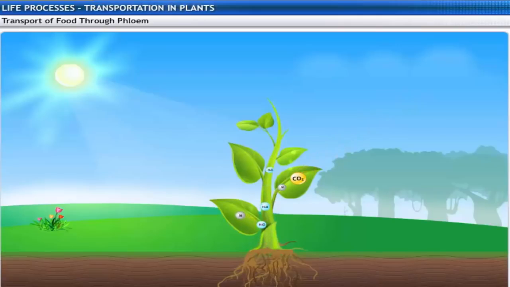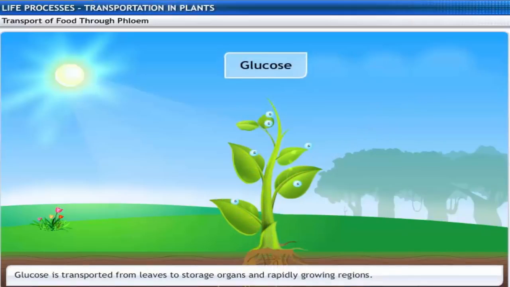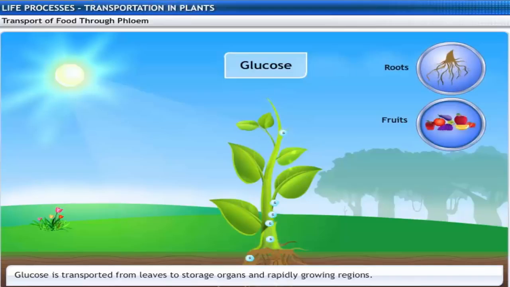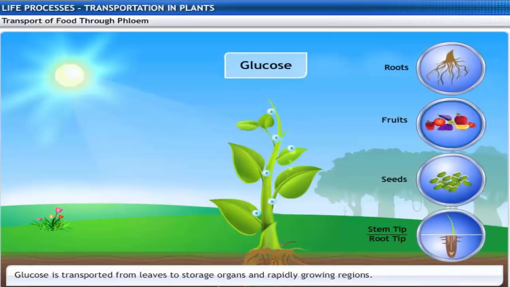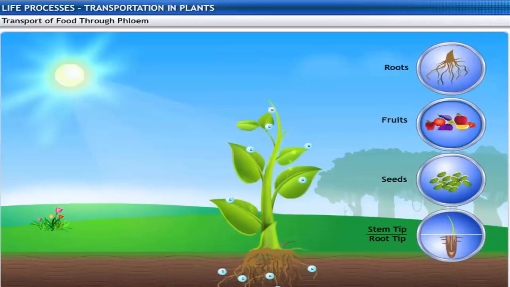Wondering what happens to the carbon dioxide, water and minerals once they reach the leaves? They are used during photosynthesis to prepare glucose. This glucose is transported from the leaves to the storage organs of roots, fruits and seeds, and to the rapidly growing regions of the plant. Thus, the food not only moves downward but also in upward direction.